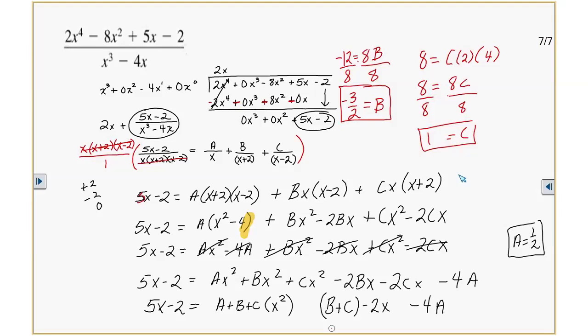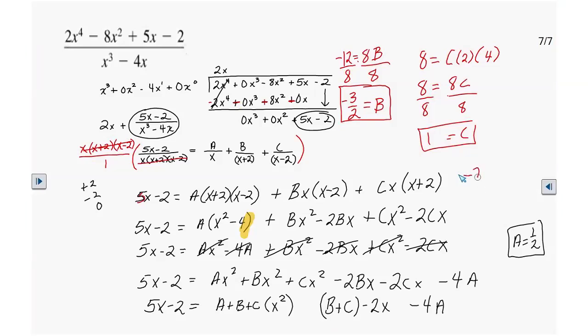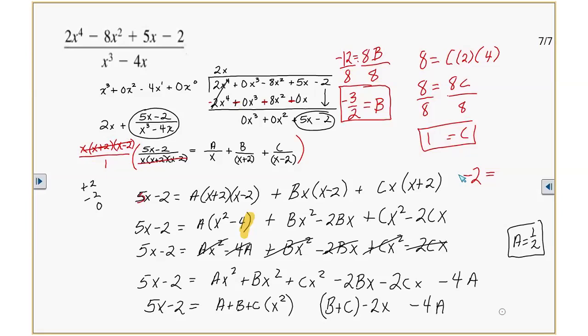And now plug in 0. 0 is going to knock this one out and knock this one out. And you're going to get negative 2 is equal to 0 plus 2, and 0 minus 2 is what? 2 times negative 2, which is negative what?